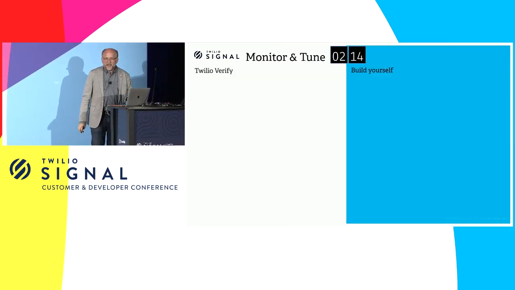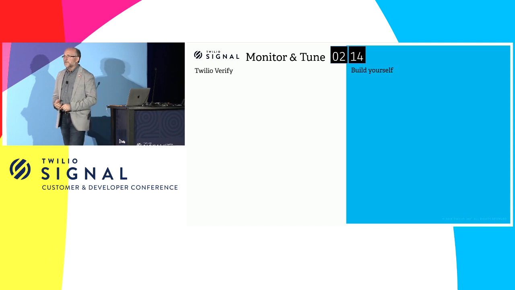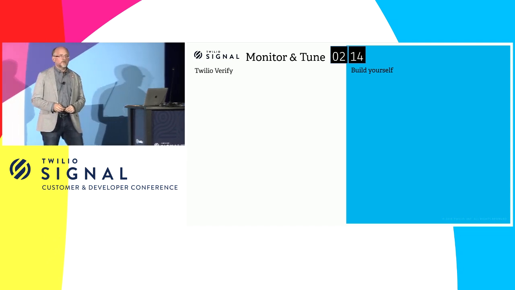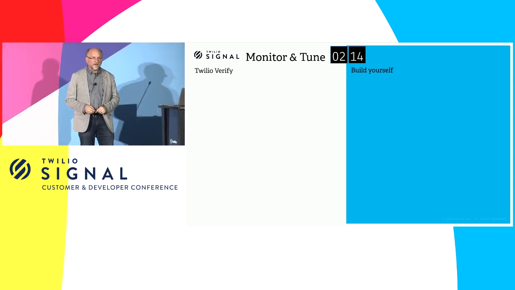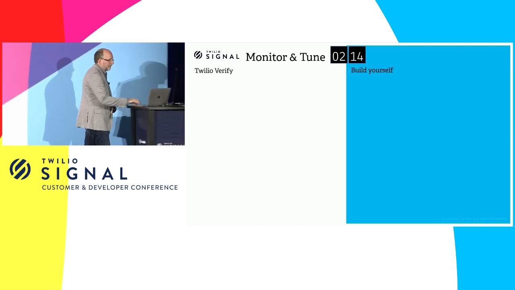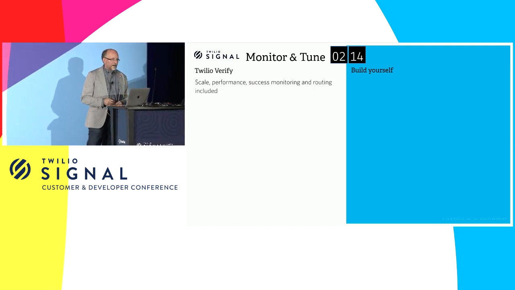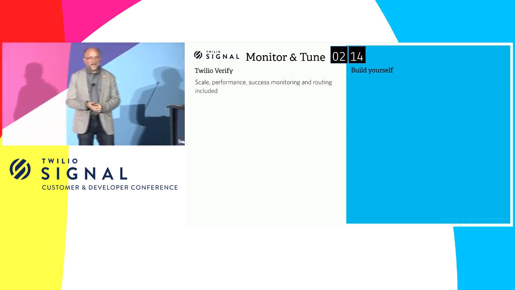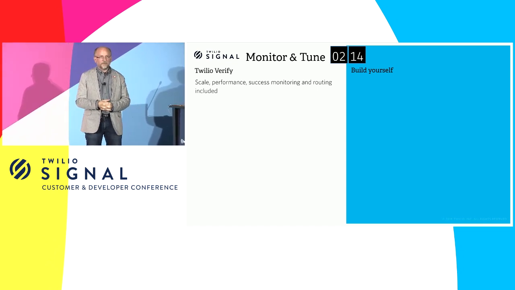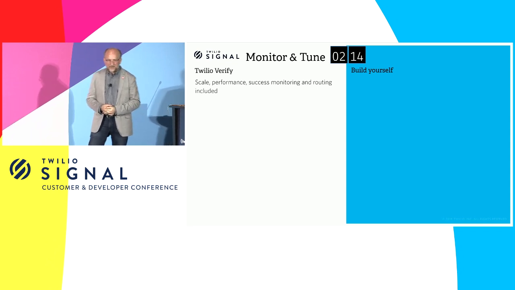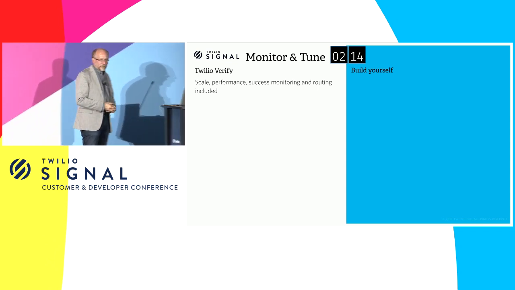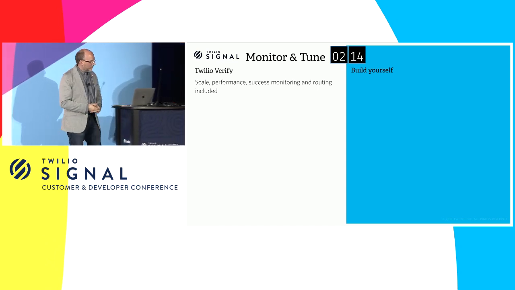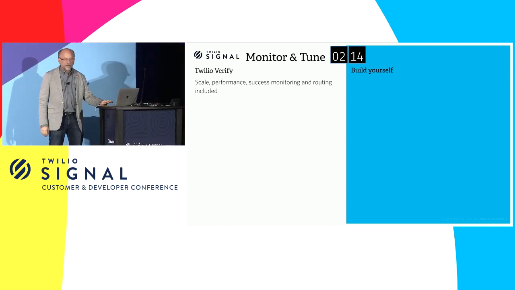So monitoring and tuning. This is probably the most important thing to ensure the health of your one-time password delivery system. You need to make sure that it's scaled, that it's performant, and that you're monitoring the success of your solution so that you can detect problems with this extra information as quickly as possible. And with Twilio Verify, you also get all of that redundant routing included.